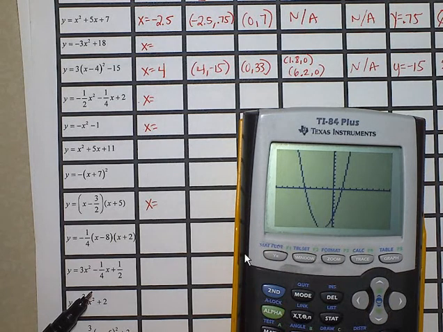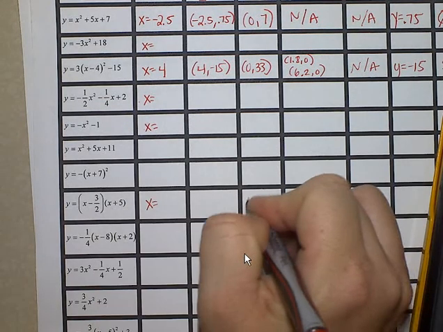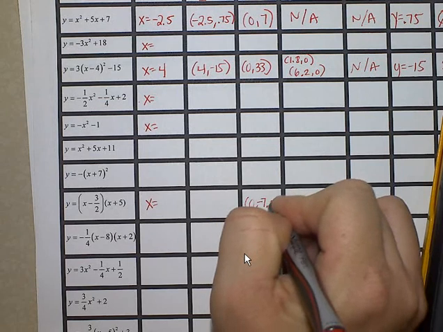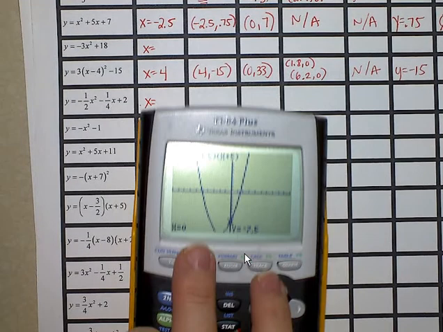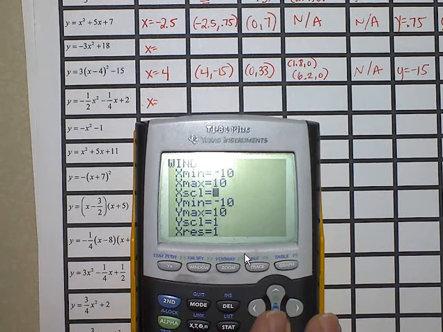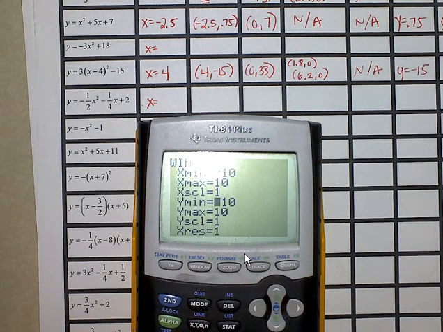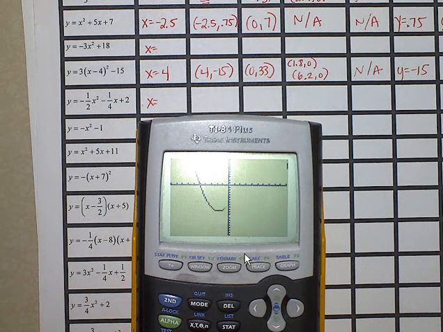You ready? If you've not touched anything, just hit trace once. What is the y-intercept? 0, comma, negative 7.5. Now I want to adjust the window so I can see the bottom. If I hit window and go to y minimum, I want to pull down the y so I can see it. Let's go to negative 20 for the y minimum and then hit graph. Now we have a better view of this.